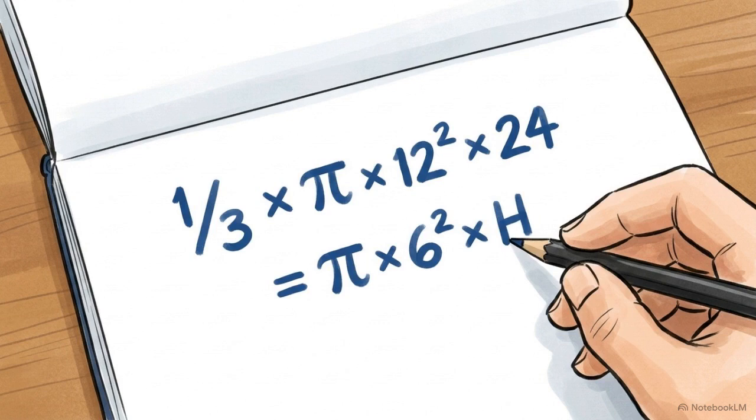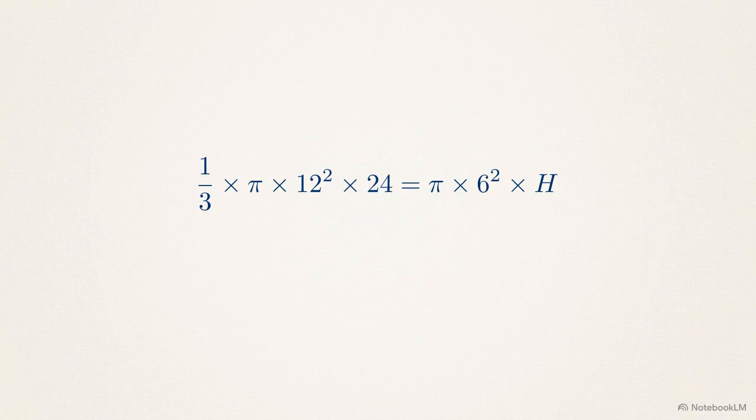With our equation set up, to find the unknown height, we just need to simplify the numbers on both sides. The question suggests taking pi as 22/7. However, substituting that value now will result in complex calculations with large fractions. Because pi is a constant multiplying both sides of our equation, it cancels out completely. This keeps our numbers much simpler.